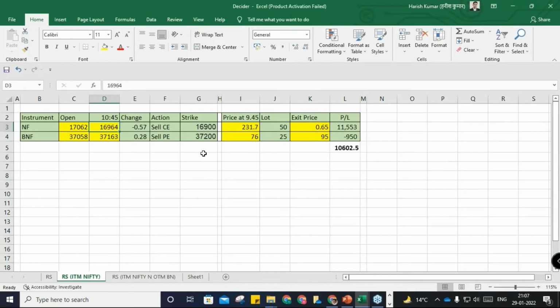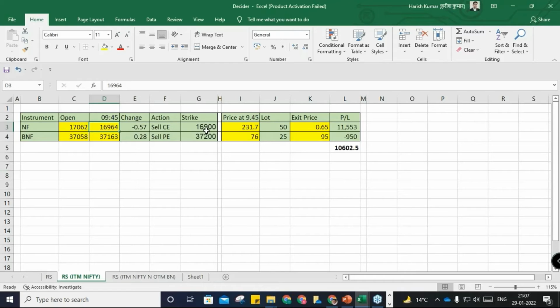What if I take one ITM of Nifty? Suppose open is this, and at 9:45 the price is this, and on the basis of this price, I should sell the 16,950 strike price of call.